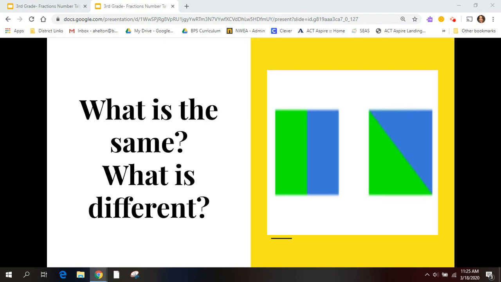Okay, so in this slide, what's the same? What's different? What do you think? Okay, so you probably said they're the same because they both show half of the shape is green and half of the shape is blue, but they're different because the halves are different pieces. In the picture on the left, the half is a rectangle, and in the picture on the right, the half is a triangle. Let's look at our next slide.